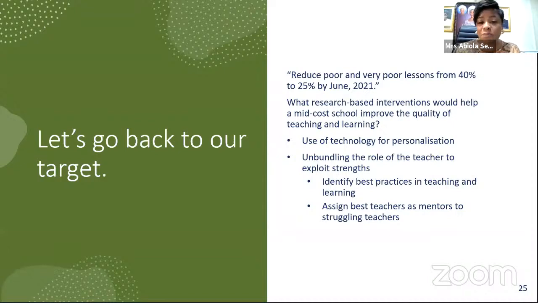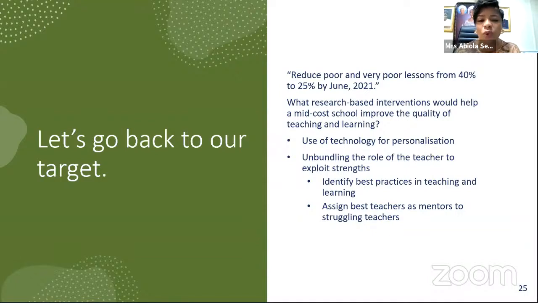Now, research-based, that doesn't mean we have to go about doing research. A lot of the things that we know to work are research-based, and we may not even know. We just know that those things work. But it's good to focus in on research-based so that in the event where we have not seen certain interventions, we know to look out for research-based interventions, right? So what research-based interventions could help a mid-cost school? So this is where that framework is coming into play.